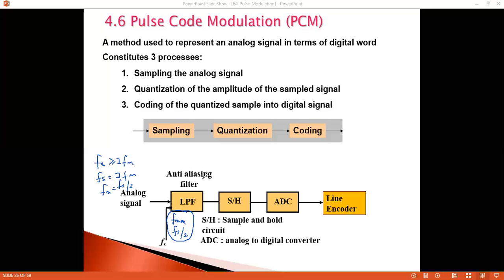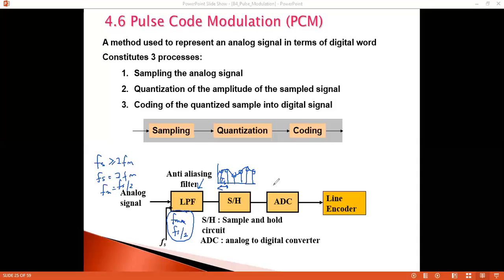And then sample and hold is where we convert our analog signals, instead of continuous time, to discrete. We just take samples at certain intervals, where the gap or the interval between samples is known as TS, the sampling time. So this is the purpose of the sample and hold circuit.